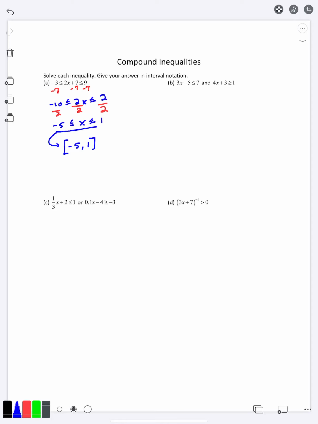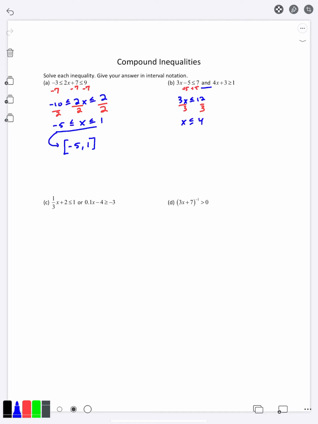The next one here is an AND compound inequality. What that means is we're looking for values of x that will make the first one true and the second one true at the same time. So we solve them individually. I'll add 5 here. We get 3x is less than or equal to 12. Then I divide by 3, and I get x is less than or equal to 4.